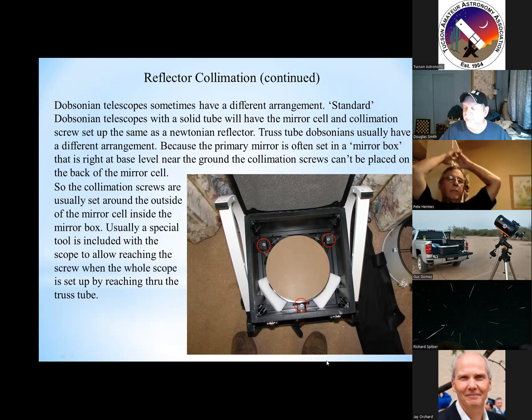So Doug, Jay Orchard has a question about if you buy a used Cassegrain and you successfully collimate it, does that mean the telescope is okay? Say that again. The question is, if you buy a used Cassegrain, would a successful collimation of the optics mean that the telescope is quote unquote okay? What do you mean by okay, I guess is what I would ask.